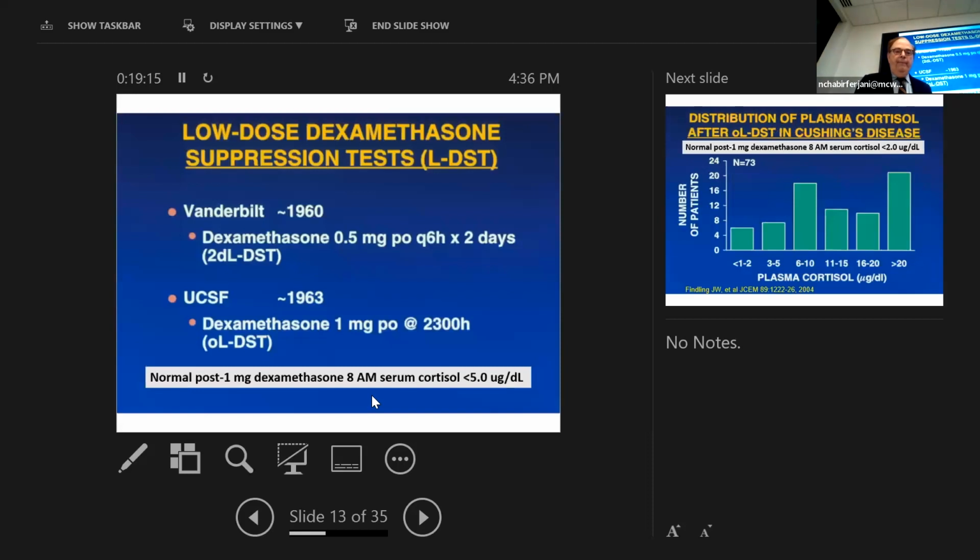And the low-dose dexamethasone suppression test, which is widely used by endocrinologists and even non-endocrinologists in the diagnosis of Cushing's, was introduced back in the 60s. The two-day test has been, for all practical purposes, abandoned because it's cumbersome and required urine collections. The overnight test, which was, again, at UCSF by my mentor, Peter Forsham, was a milligram of dex at 2300 hours. And the normal post-dex cortisol was considered less than 5. And this stood up for 2 or 3 decades.